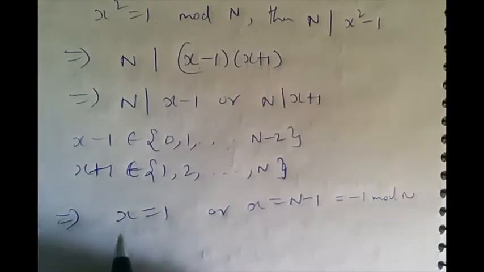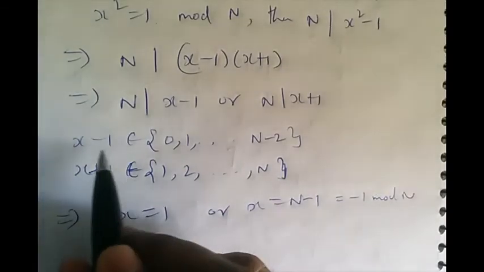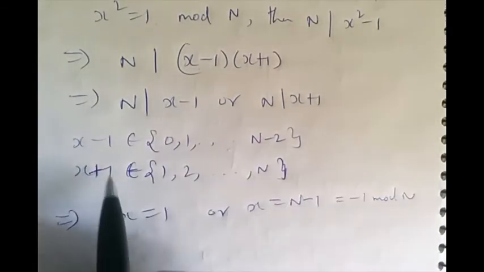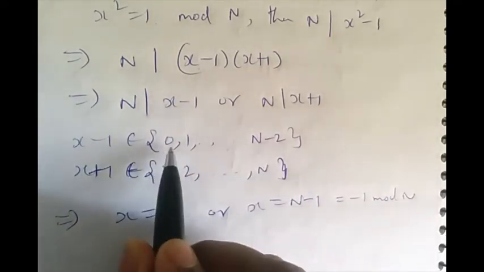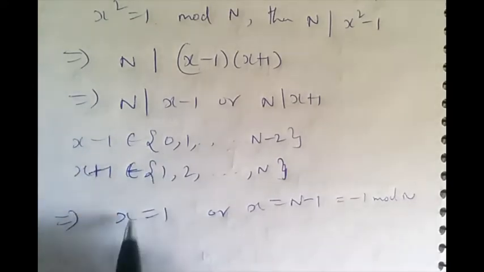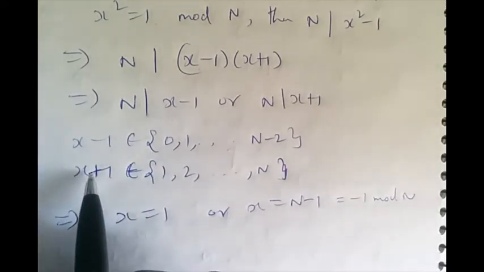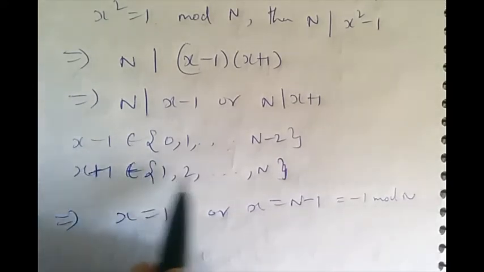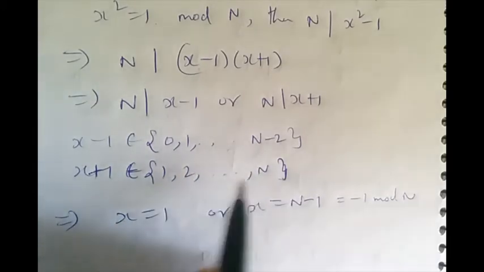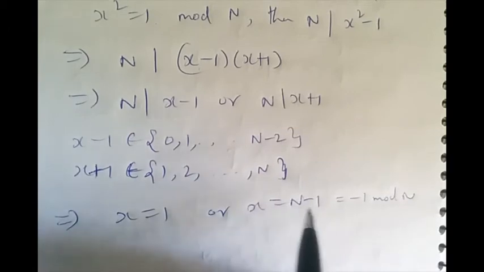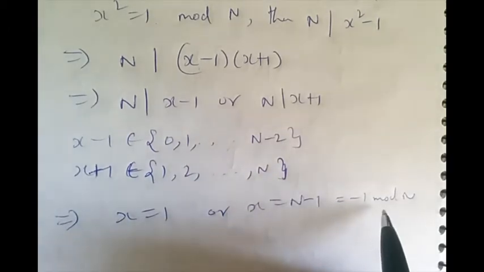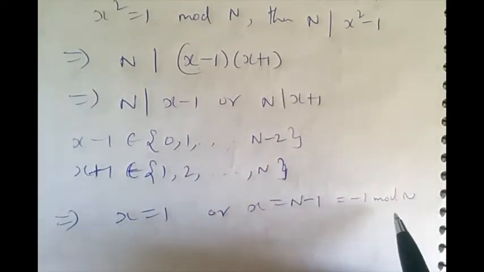I think that got cut off, so let me say it again. So if n divides x minus 1, then if you look at this set here, the only integer n can divide is 0, which means x minus 1 is equal to 0, meaning x equals 1. If n divides x plus 1, x plus 1 belongs to this set, the only integer n can divide in this set is n. So if x plus 1 equals n, x is n minus 1, which is also equal to minus 1 mod n.